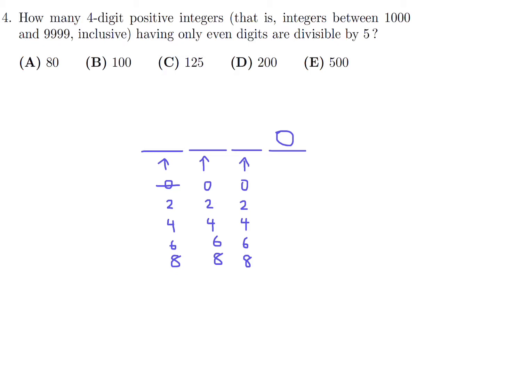So it looks like I have 4 choices for that number, 5 choices for that number, 5 choices for the third number, and 1 choice that's fixed as 0 for the last digit. And I have to multiply them all to get the number of combinations. And that looks like 4 times 25, which is 100. Number 4, the answer is B.